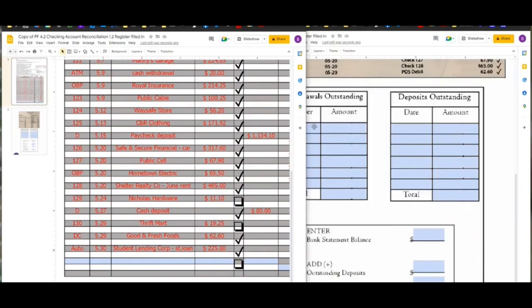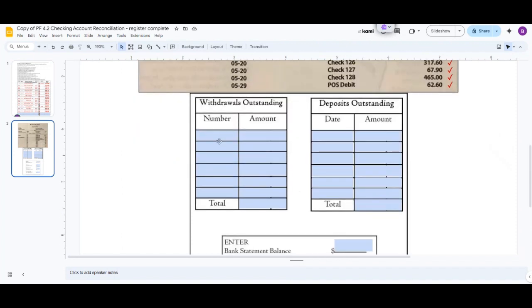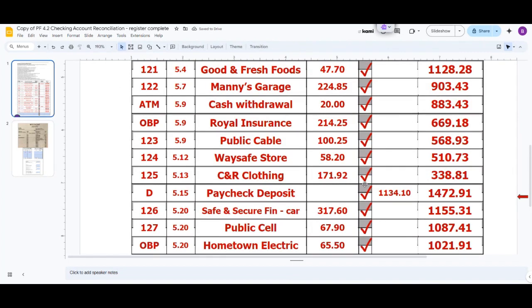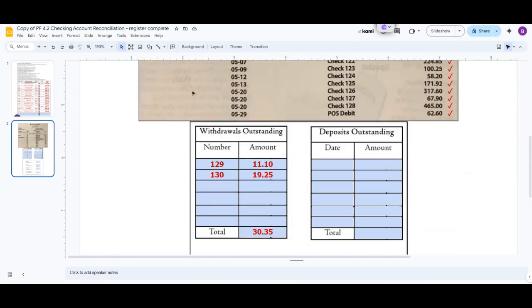All right, so I'm going to come over here. Check 129 for 1110 is outstanding, and then check 130 for 1925, I believe it was, is outstanding. Okay, so overall, that's $30.35 in outstanding withdrawals. I have no outstanding deposits. During the month there were 3 deposits, and there's a check mark by all 3 of those. So I do not have any outstanding deposits.